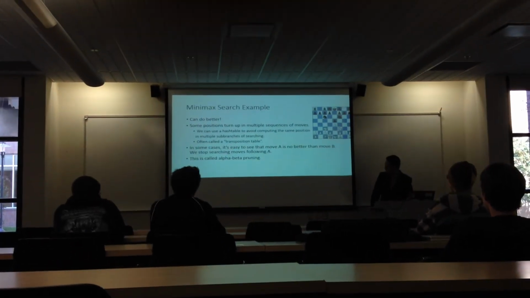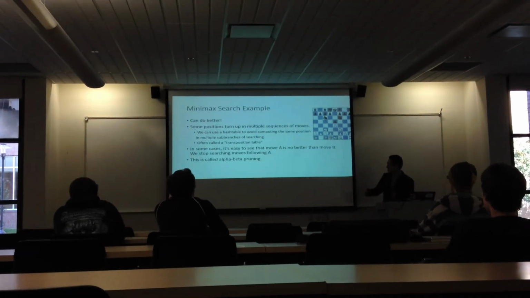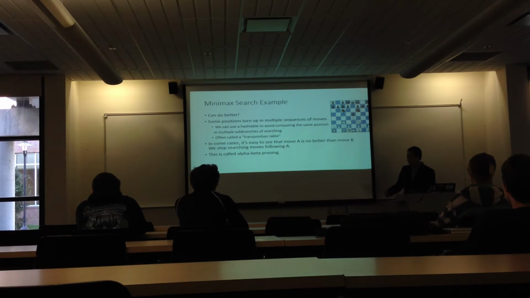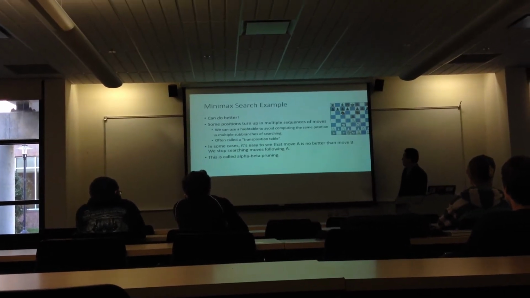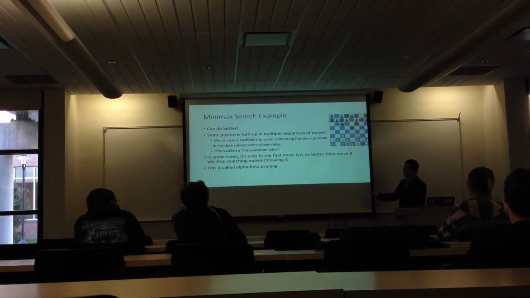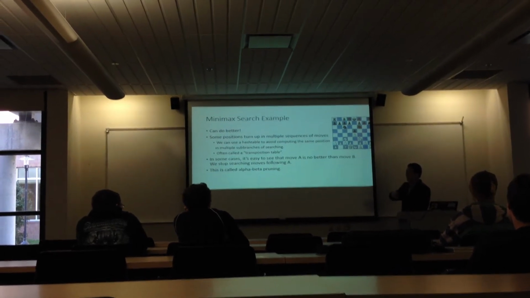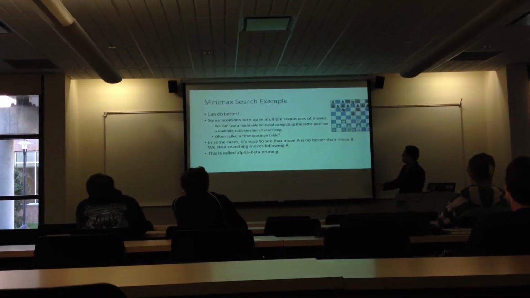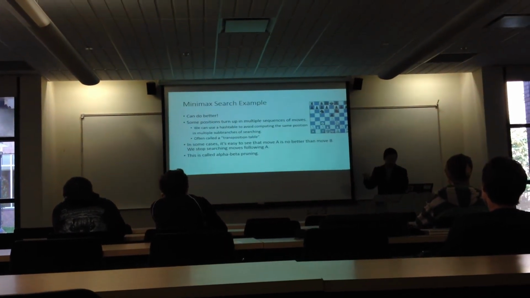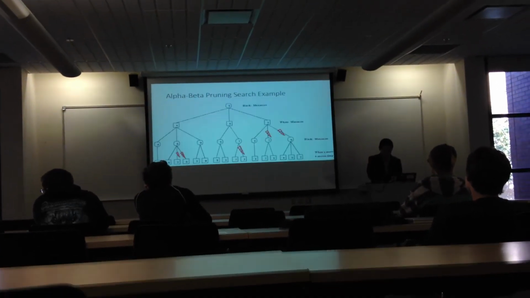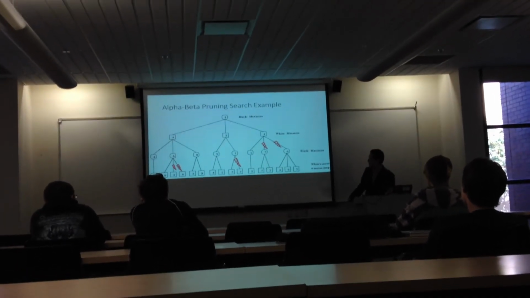And in some cases, it's easy to see early on that some move A is no better than some move B. Like, for example, if I make a move and there's a response my opponent can make that instantly checkmates me, I don't have to check the other responses of my opponent because I already know that's a bad move. So the technique to get rid of those moves is called alpha-beta pruning. And an example, we'll just show you the same example.